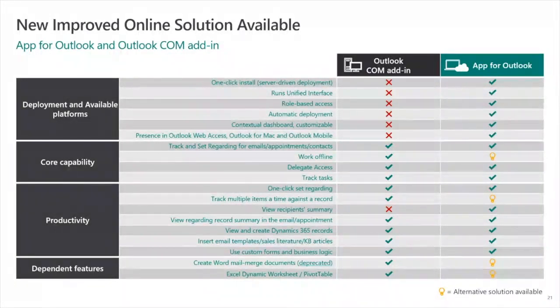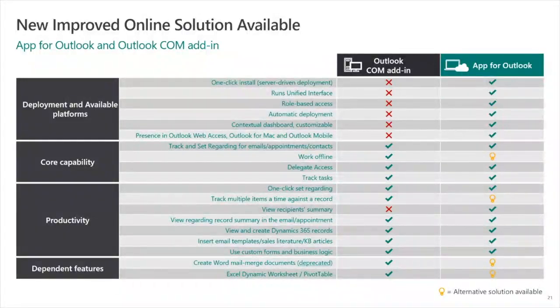In terms of core capabilities, just like for the COM add-in, you're able to track and set regarding for emails, appointments, and also contacts. You could work offline with the Outlook COM add-in, and this is not a feature that is supported with the app for Outlook, just because of the technology behind it. It's not meant to work offline. But as we go later in this presentation, we'll show you alternative solutions that are available. Both offered delegate access and the ability to track tasks and have a one-click set regarding.